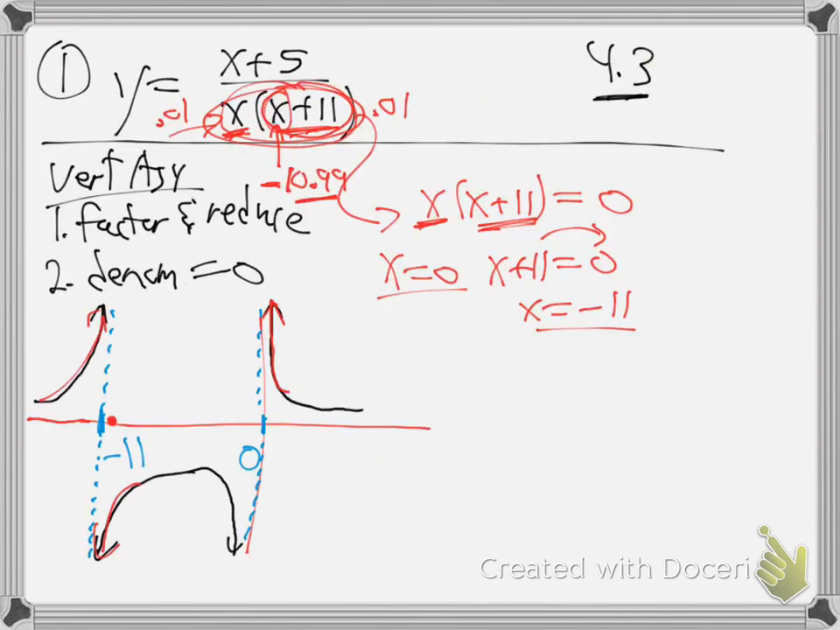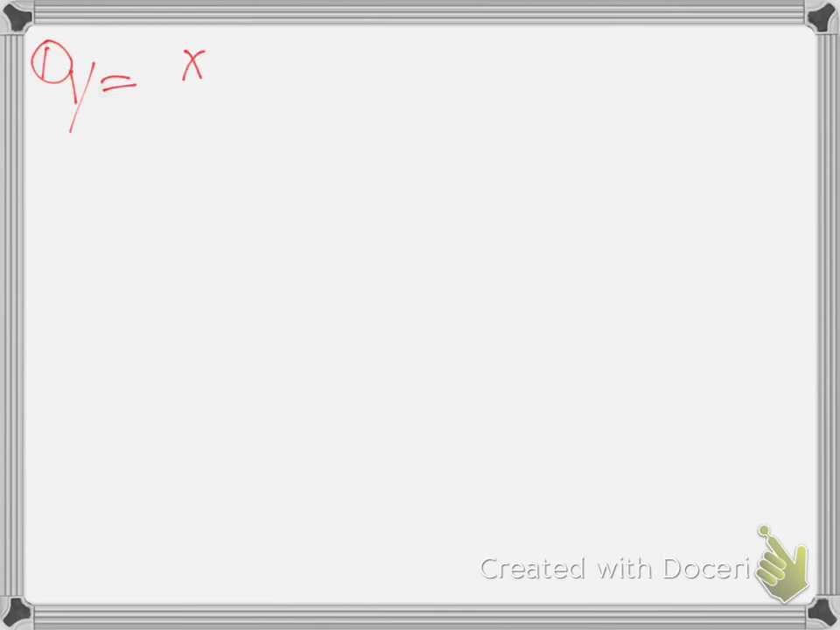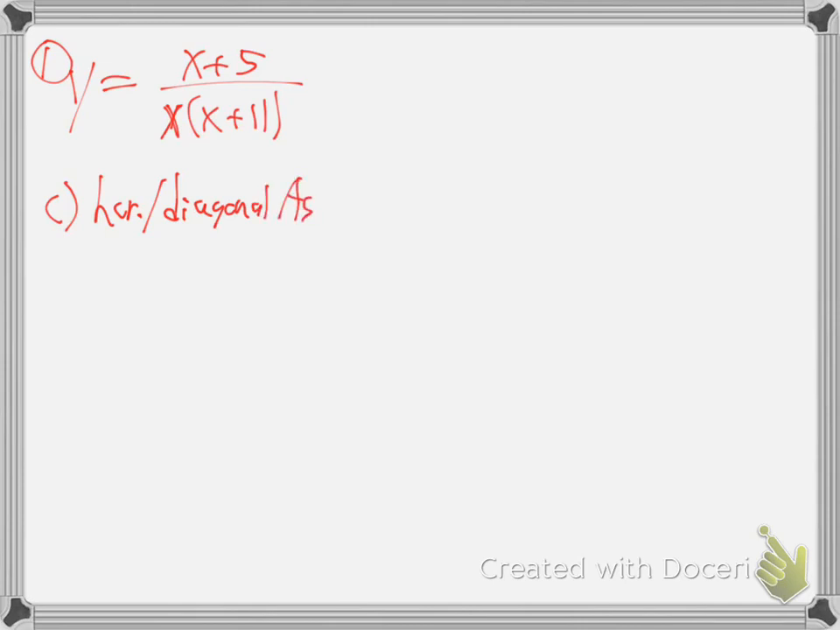Now, let's do the other part, horizontal asymptotes. How do we do that? Well, to do that, let's take this function. We're still doing number 1, and that was x plus 5 over x times x plus 11, yeah. Let me go ahead and, for purposes of part C, which is the horizontal or diagonal asymptote, multiply out the bottom. That'll be more useful. And so I get x plus 5 over x squared plus 11x.